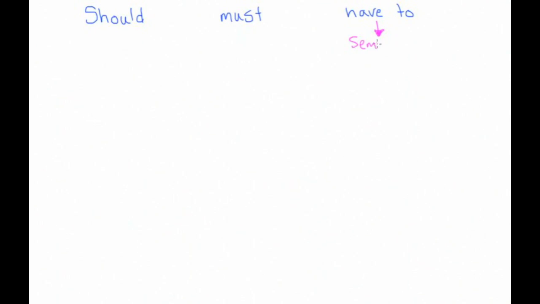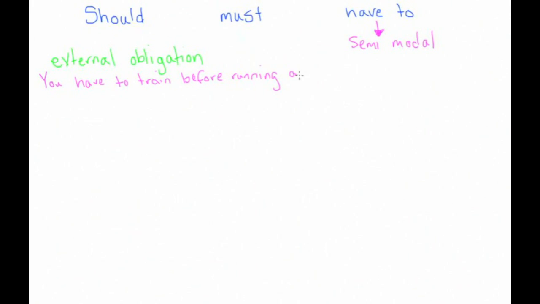Now looking at have to. Have to is what we call a semi-modal verb, so it has a few different rules. Have to is for external obligation. This is important, that it's external. You have to train before running a marathon.